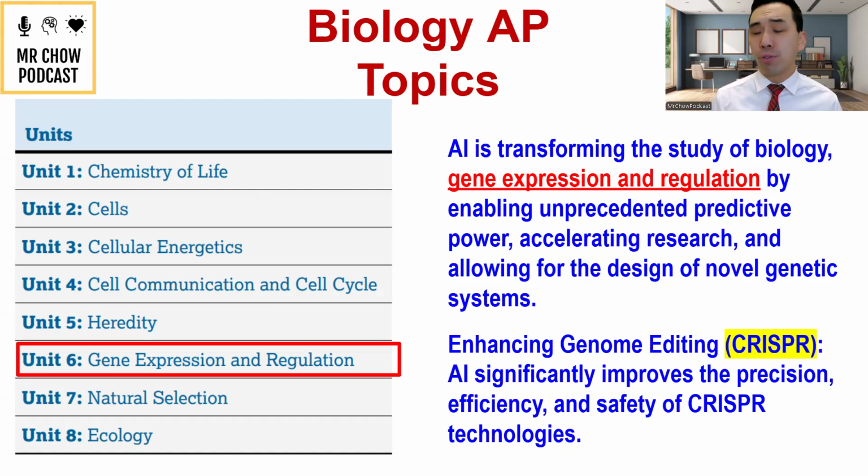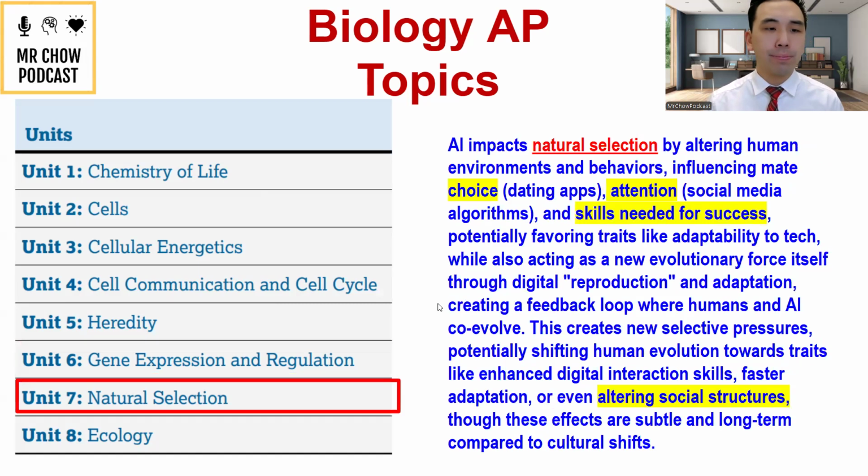CRISPR, which has been out for at least 10 years, I'd say, is how we can actually edit genes, right? AI is significantly improving the precision, efficiency, and safety of these technologies. So that's all only adding to it, enabling, right, these different research.